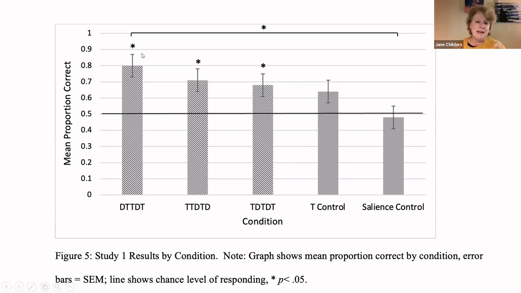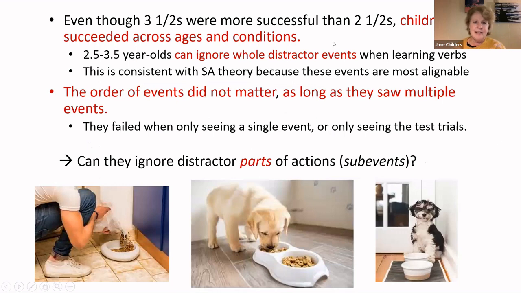And there's a difference between these 2 conditions. I don't think that's that important. What I think is important is they can learn the verb across these 5 events, even as young as 2.5. And that's consistent with theory because those events that are linked to the verb are the most alignable also. So they could learn the verb as long as they saw multiple events. They failed when they only saw a single event or only saw test.